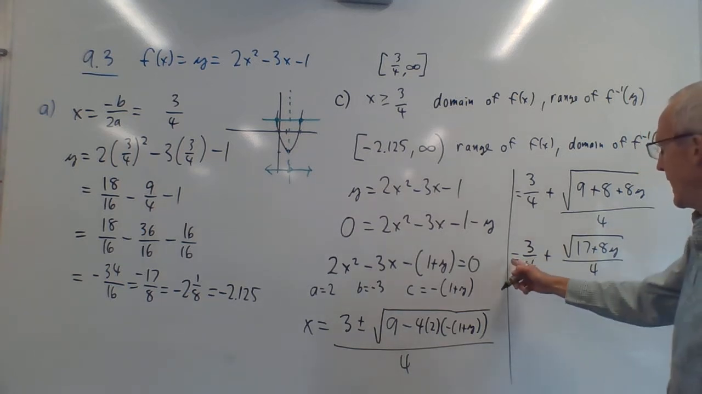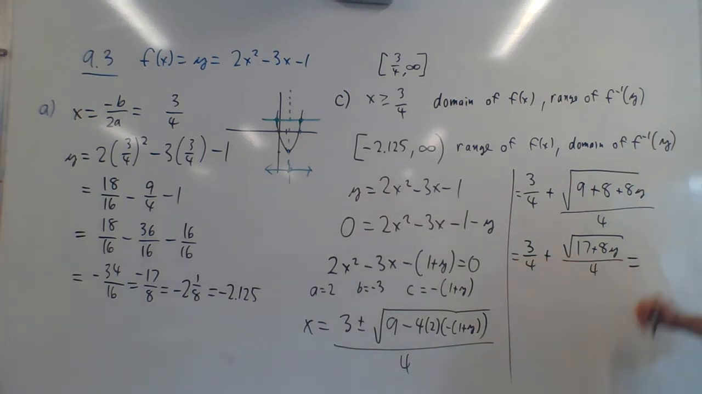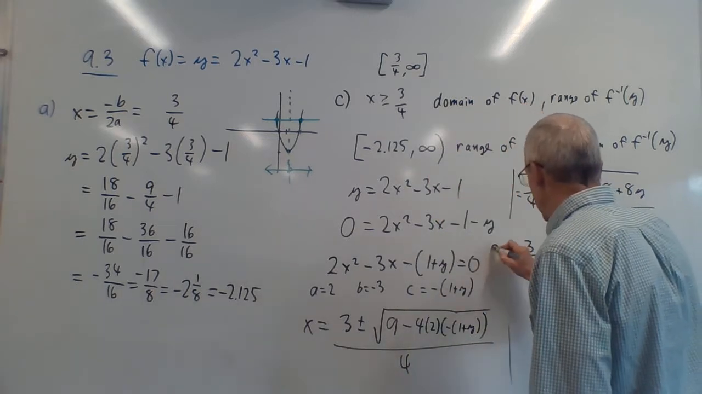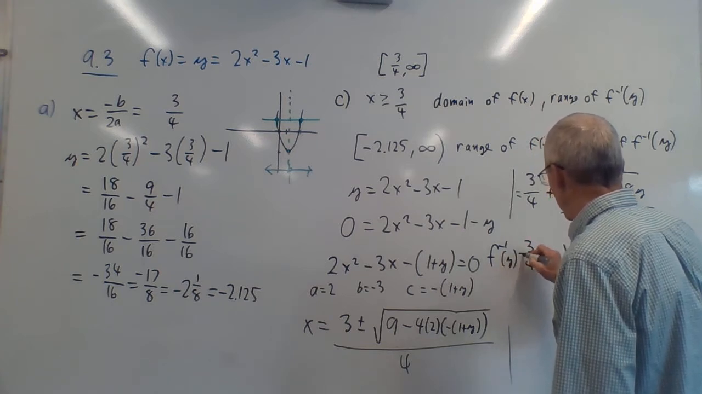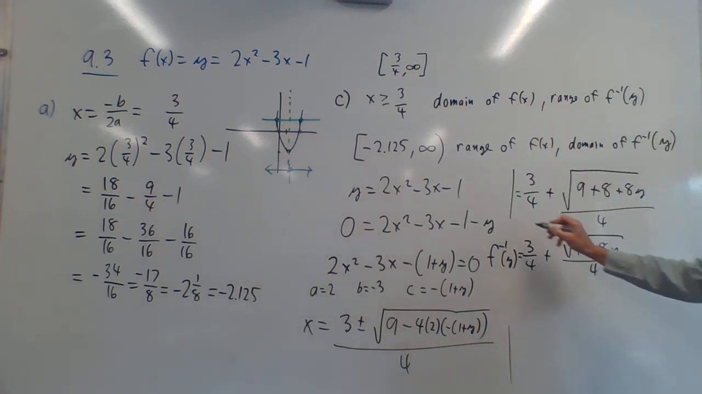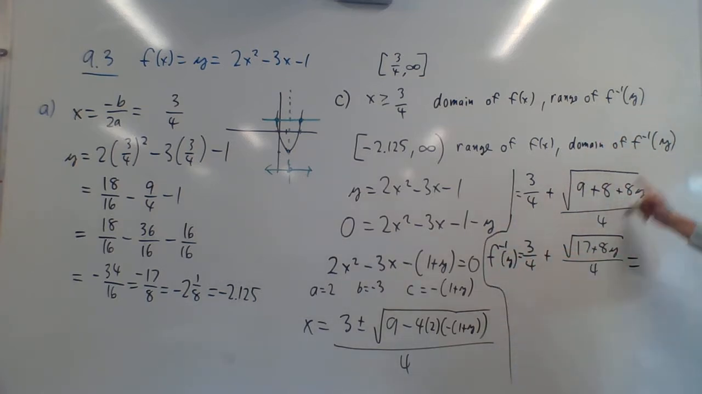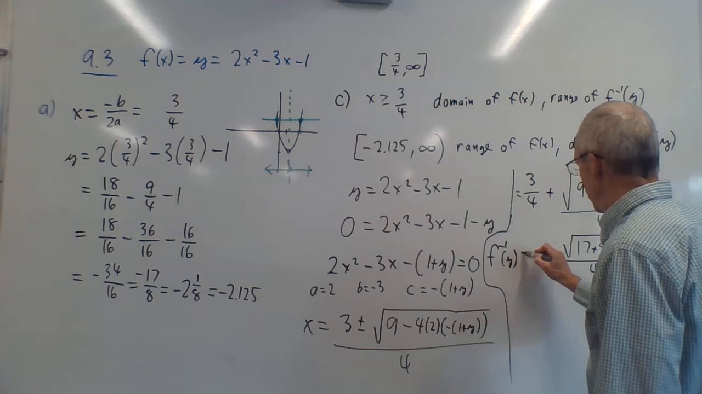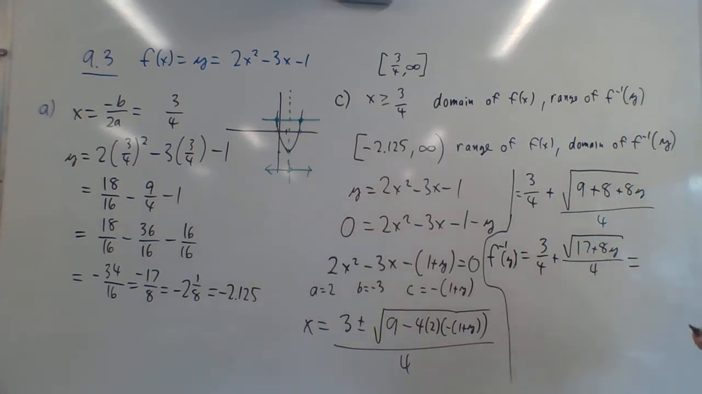So we can call that x, this is f negative 1 of x. I ran out of room there to write it, but I can squeeze it in there. I can erase my little line here. This is f negative 1 of y as a function of y because I have a y in it. So this is our inverse function, f negative 1 of y equals 3/4 plus the square root of 17 plus 8y, over 4.